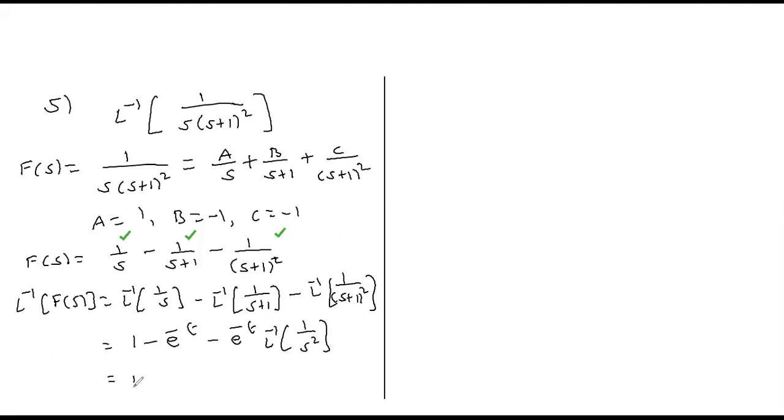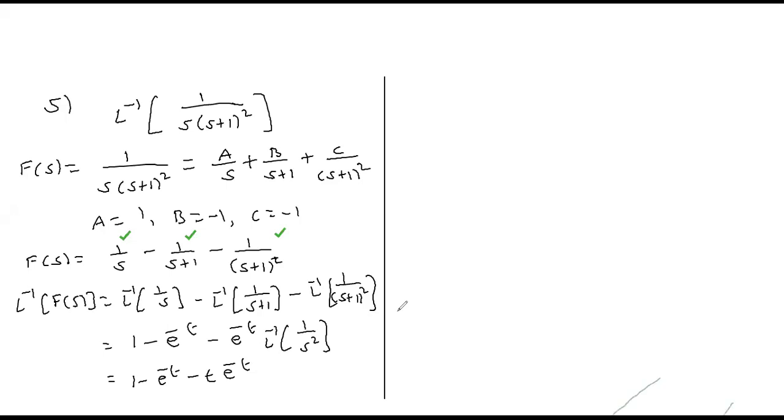So what is the final answer? 1 minus e power minus t minus L inverse of 1 by s square, we know it as t. So t e power minus t. Is that okay? So we did this problem by using partial fractions as well as first shifting theorem. Am I right? So for certain problems, you have to apply different approaches. Okay, you may have to combine 2-3 methods to get the answer.